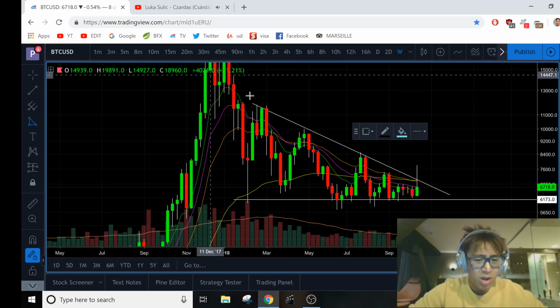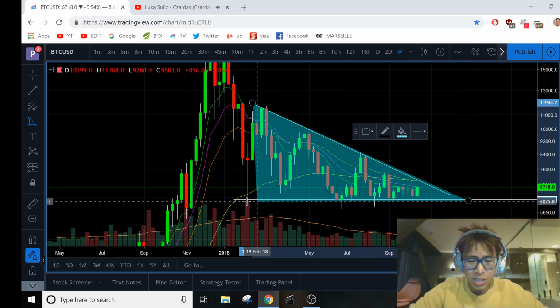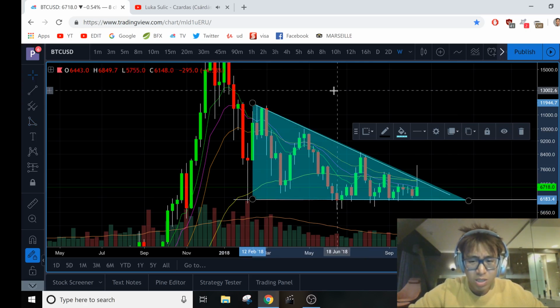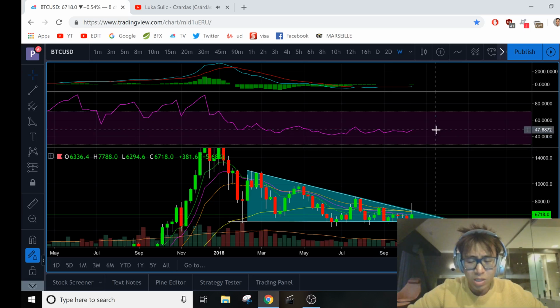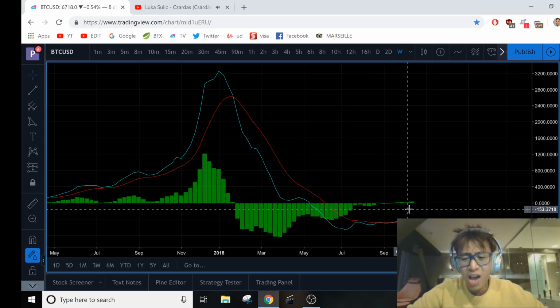So the descending triangle would simply just look like that, right? That's a descending triangle. Simple as that. Now we take a look at an RSI analysis, right? And we see that it's very difficult to see what's going on. It looks like it might curve up. It might just fly up, right?